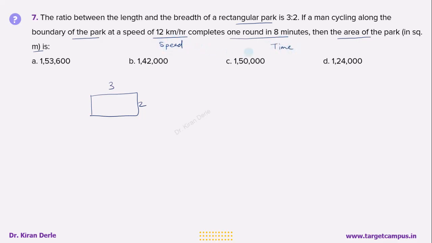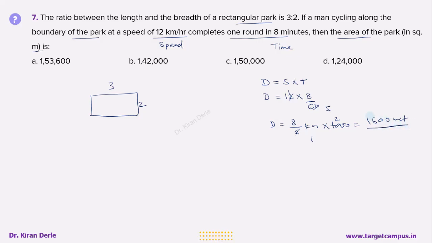Now we have speed, we have time. What can we do? We can find distance, which is speed into time. Speed is 12 kilometers per hour and time is 8 minutes. I can convert this into hours because the speed is in kilometers per hour. So distance is 8/5 kilometers, right? Now what is asked? The area of the park in square meters. I can convert distance into meters by multiplying by 1000, so it is 1600 meters, right?